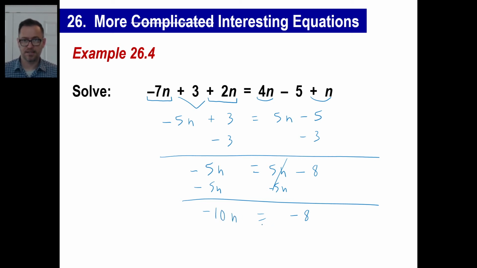All right, and then the last thing we do is we divide by negative 10. Negative 10 goes away, of course. We have our n is negative 8 divided by negative 10. Well, a negative divided by a negative is a positive, so if you want, we can just write 8/10. And of course, we can reduce this one more time by 2's, which gives us 4 over 5.